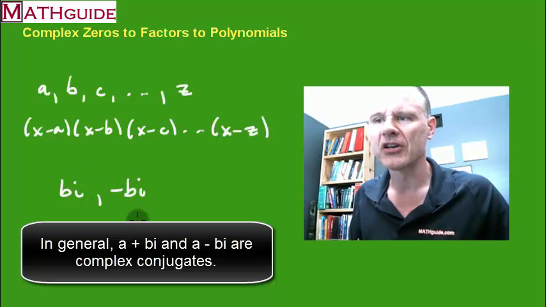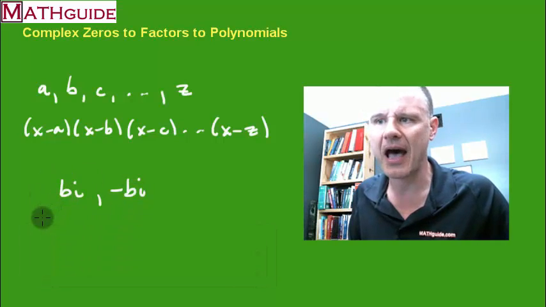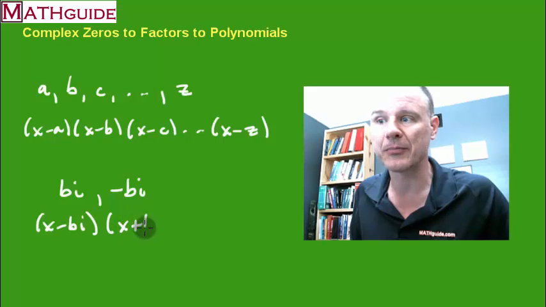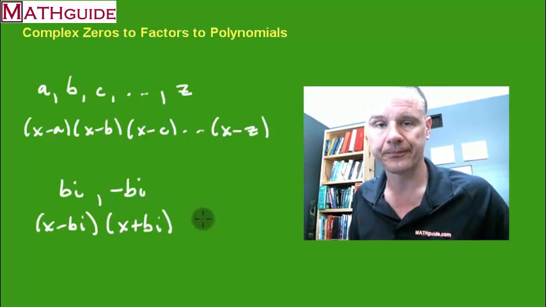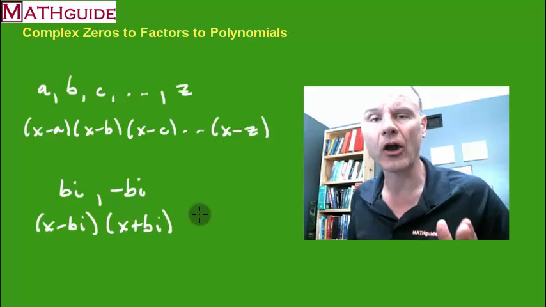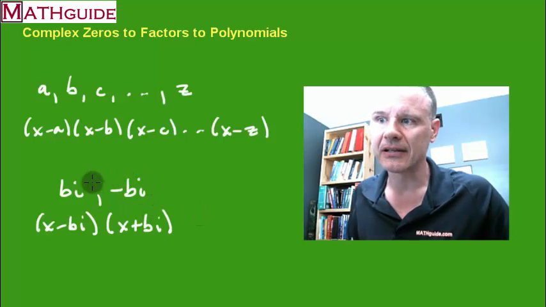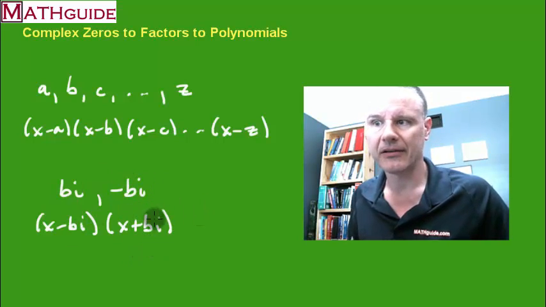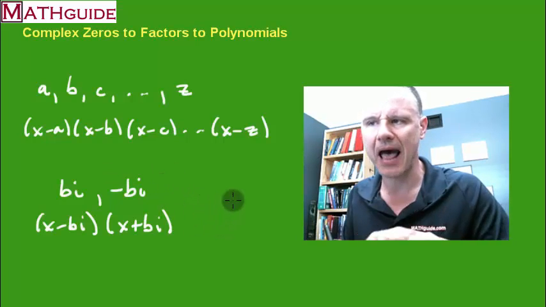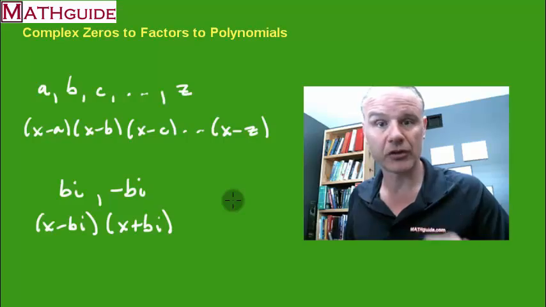They go together. So that means if there's bi, then x minus bi has to be a factor, and x plus bi is a factor. So they go together, these complex conjugates. They're pairs, and you'll always see them together. All right, so now using this knowledge, we'll do a couple examples.